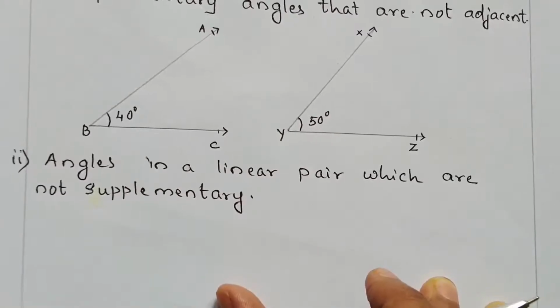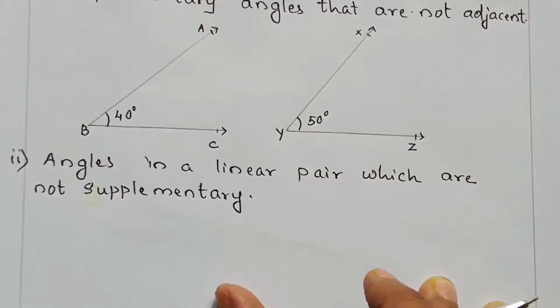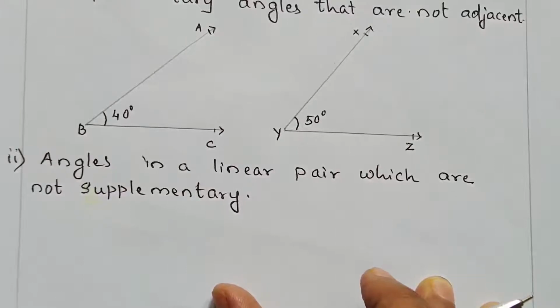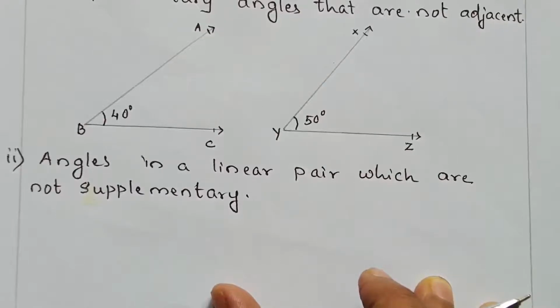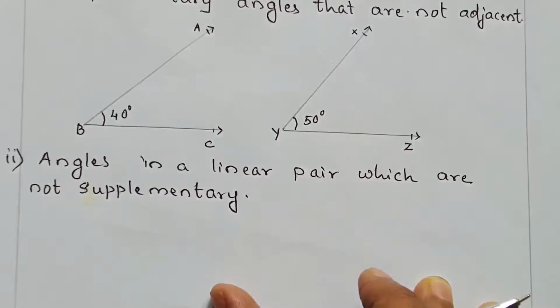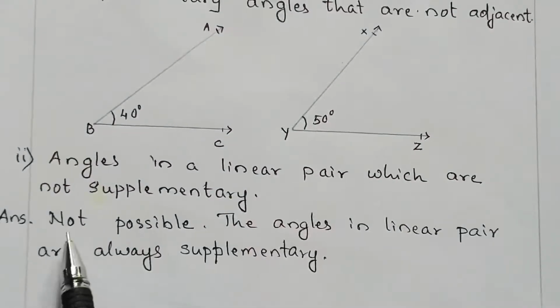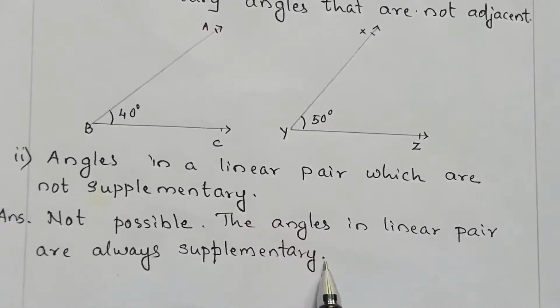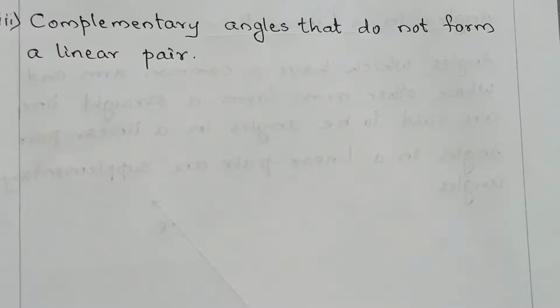The second question is, angles in a linear pair which are not supplementary. Can you draw two angles like this? It's not possible, because angles in a linear pair are always supplementary. So it is not possible to draw the angles in this case. So the answer is, it is not possible to draw because the angles in a linear pair are always supplementary. The third question is, complementary angles that do not form a linear pair. This is similar to the first question that you did. You can draw two different angles whose sum is 90 degree.